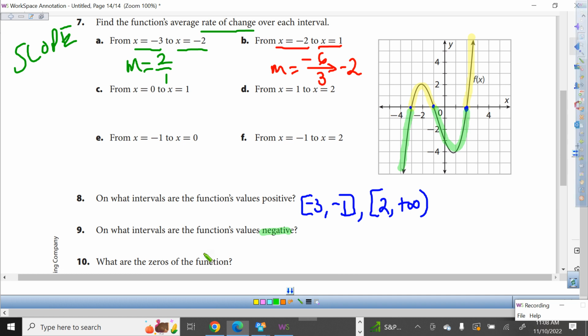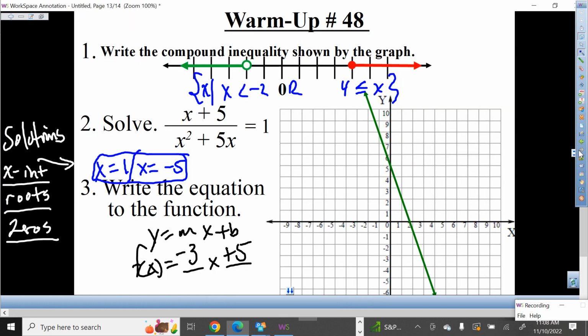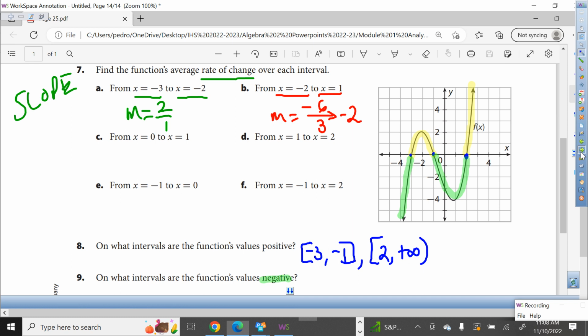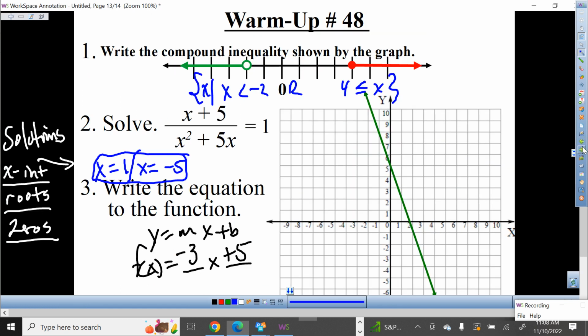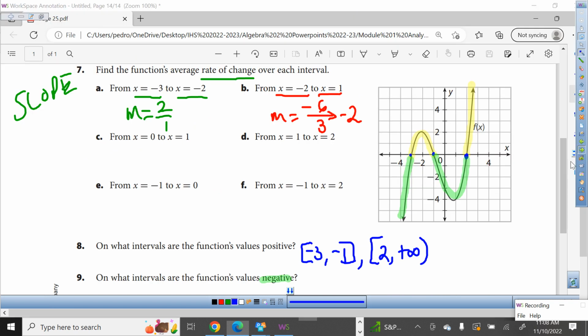Okay. Next, look at problem number 10. It says, what are the zeros? You're like, hey, I heard that before, Mr. Q. All right, what are the zeros? Well, the zeros are x equals.